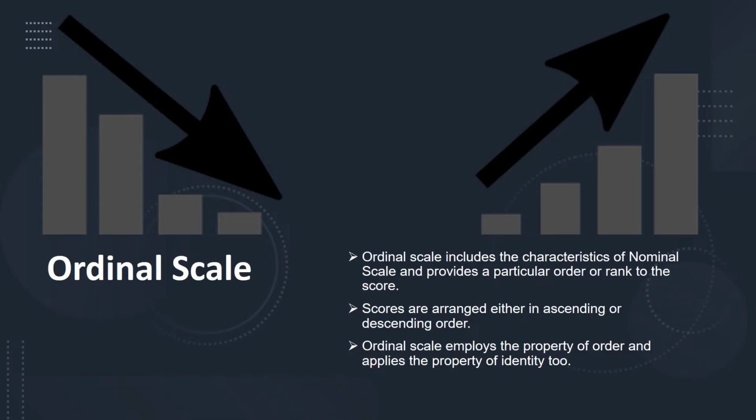Try to understand. Ordinal scale includes the characteristics of a nominal scale. So all the characteristics of a nominal scale are included in the ordinal scale, and at the same time the ordinal scale also provides a type of order. It may be either ascending or descending.